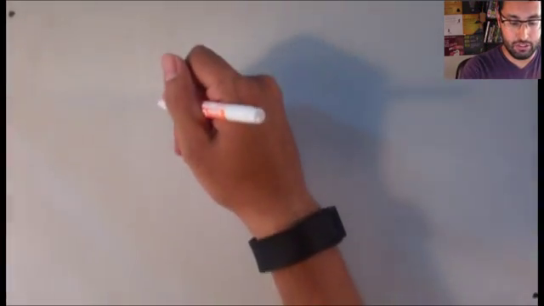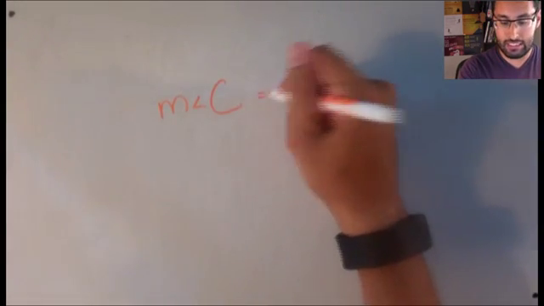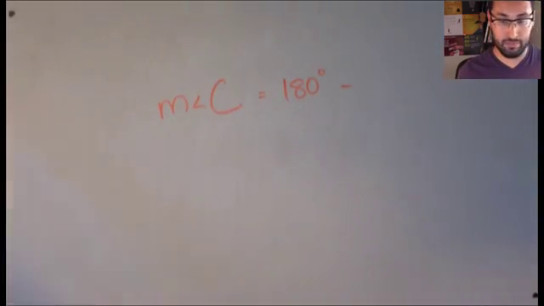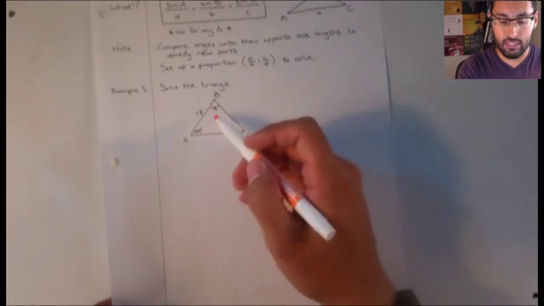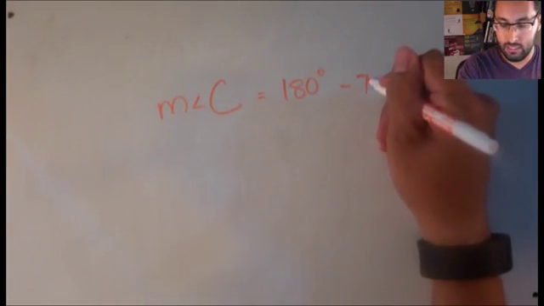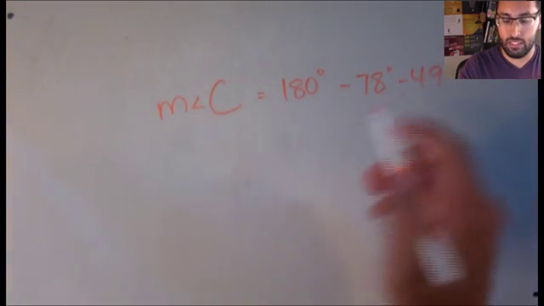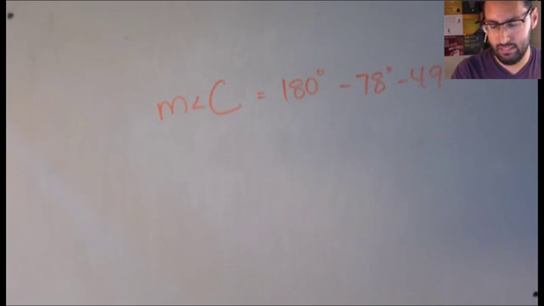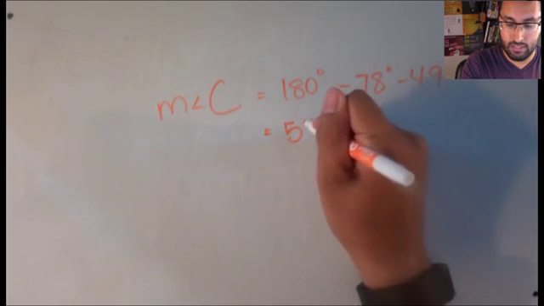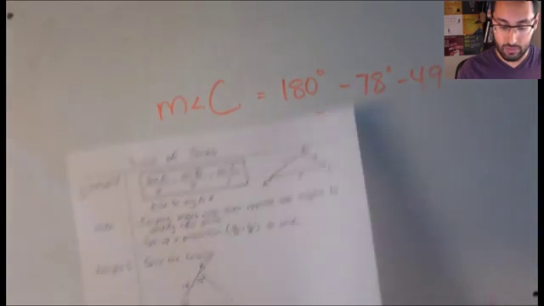In order to find the measure of angle C, I'm going to put capital C there. That's going to be equal to 180 degrees minus our two angles. Our two angles being 49 and 78. You can probably already find this, but I'm just going to set this up formally. 180 degrees minus 78 degrees minus 49 degrees. If we take that, that's going to be, I think, 108, and then minus 49 will be 53 degrees. I'm going to write that in your notes.